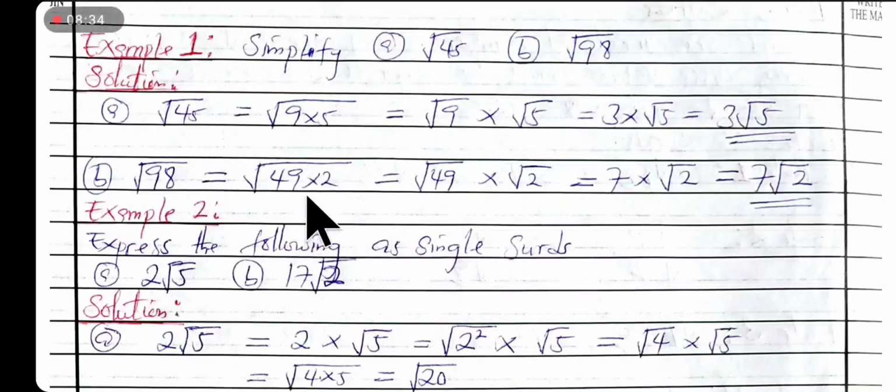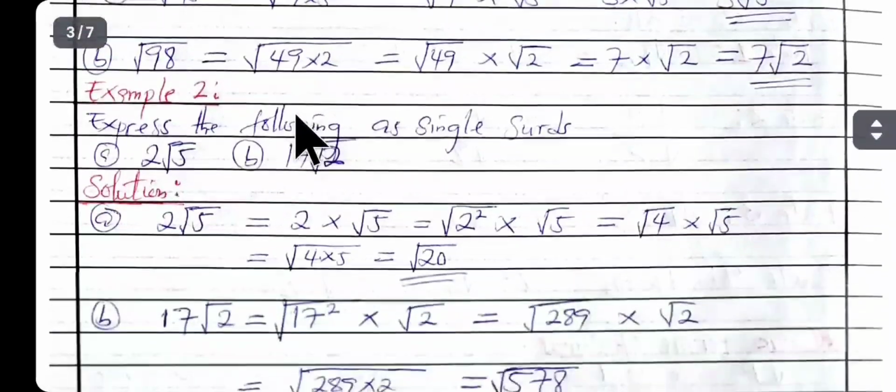Root 98 is the same thing as root of 49 times 2. 49 times 2 will give you 98. So split the square root. The square root of 49 times square root of 2 is equal to, square root of 49 is 7, and then times root of 2. 7 times root 2 is the same thing as 7 root 2.